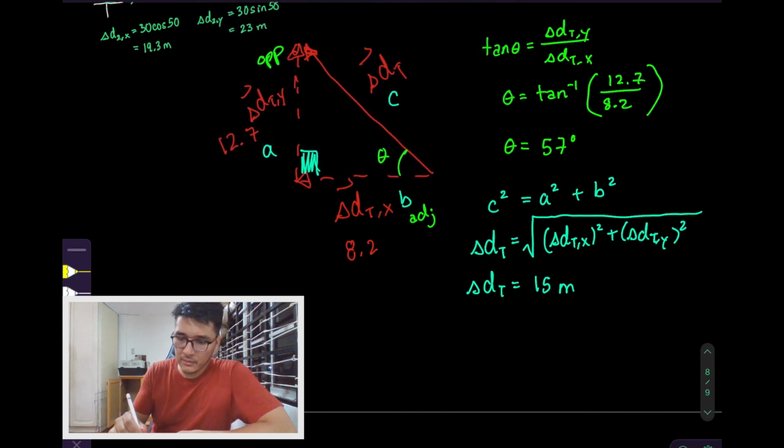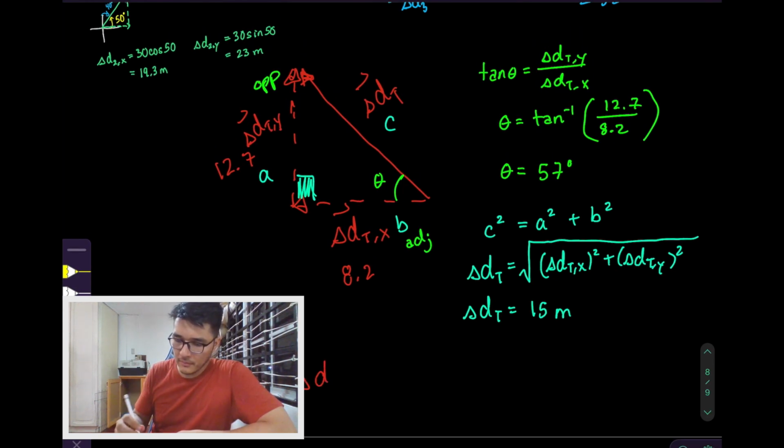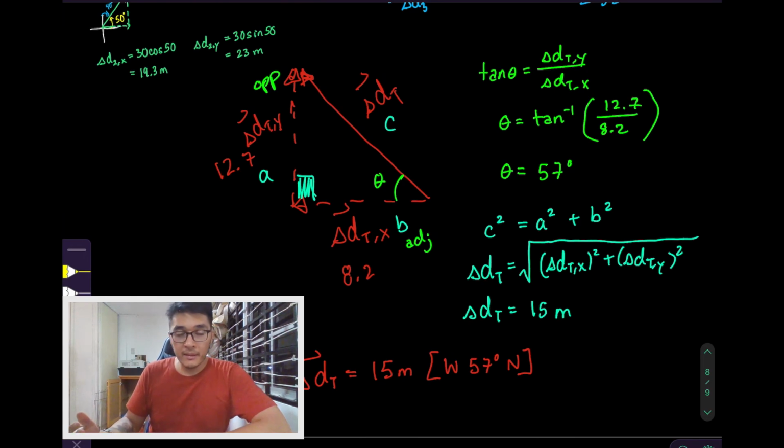So this means that our total displacement is a vector quantity, and the magnitude is 15 meters, and the direction from this angle that we found is west 57 degrees towards north. Keep in mind that you might have found the angle to be different, but maybe you found it north going towards west. So that means you should have gotten an angle of 33 degrees. So both are correct, depends on how you report the final answer.